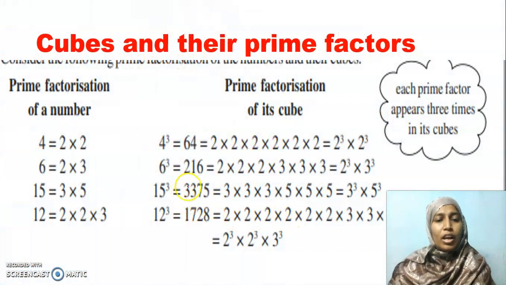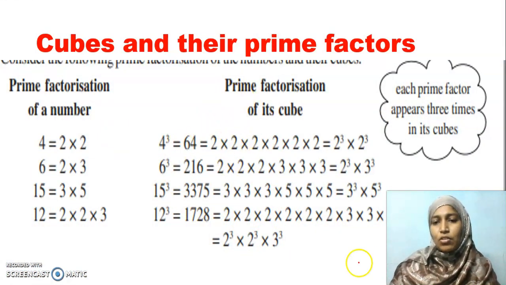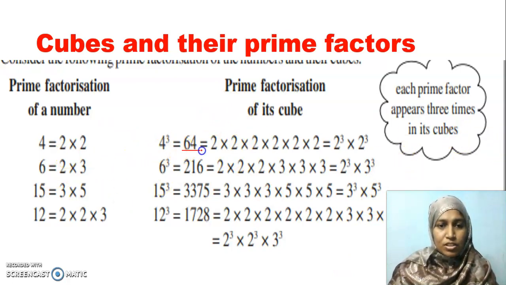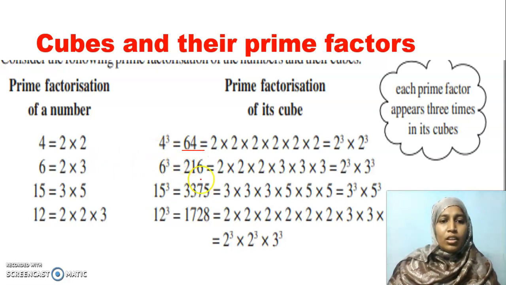Okay. Now let us come back to cubes. Cubes and their prime factors. We all know how to do prime factorization. And they have done the prime factorization for 64, 216, 15 cube, 12 cube.